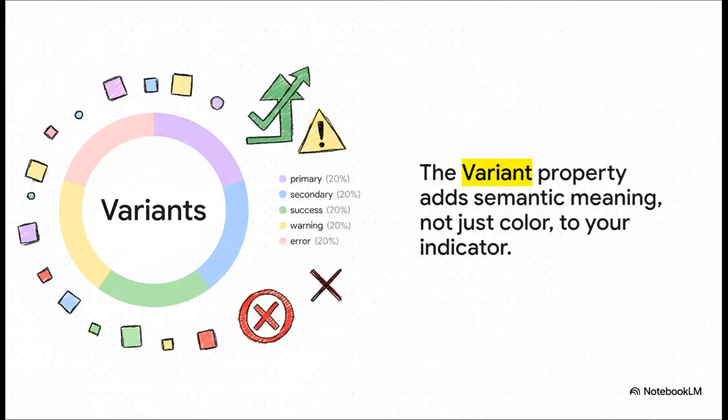But where it sits is only half the battle, right? The variant property is where you really start adding meaning. You're not just picking a random color, you're picking a purpose. And this taps right into stuff we all understand instinctively. Green means success, yellow is a warning, red is an error. It's a fantastic way to keep your UI consistent and intuitive.